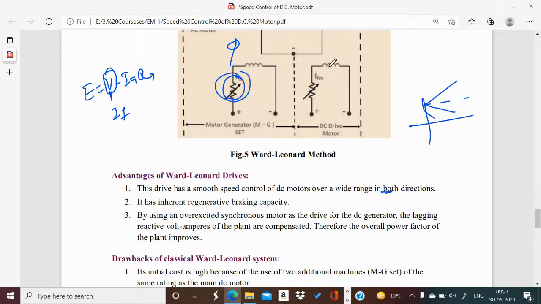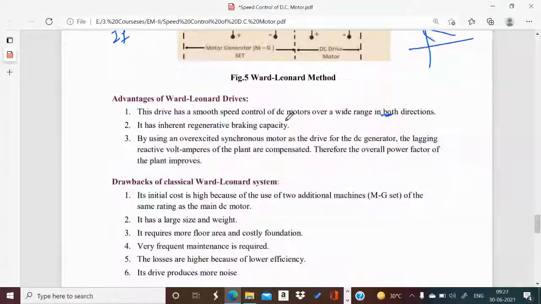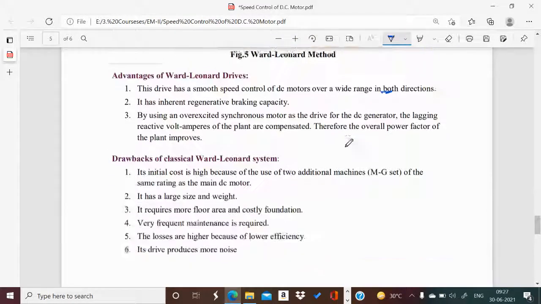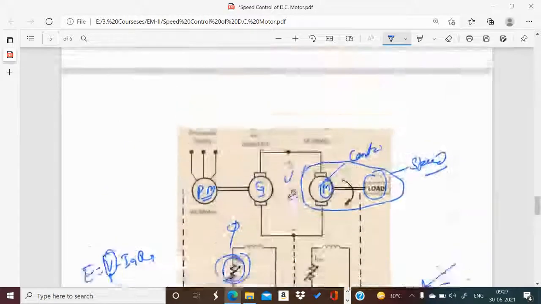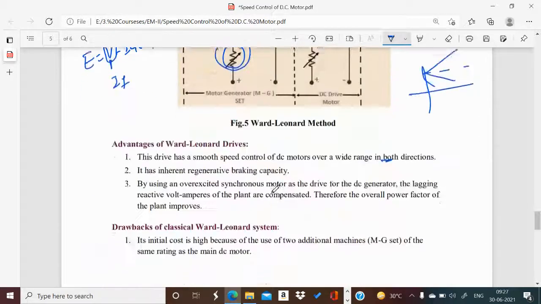But what will be the main drawback? It needs more machines. Cost is high because it needs an additional motor generator set for speed controlling. It is large in size and weight, and requires more floor area. Very frequent maintenance is required because we have three rotating machines: one main machine whose speed we want to control, and another the motor generator set, the MG set.